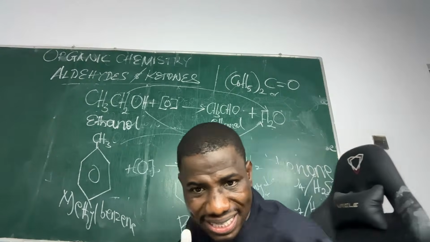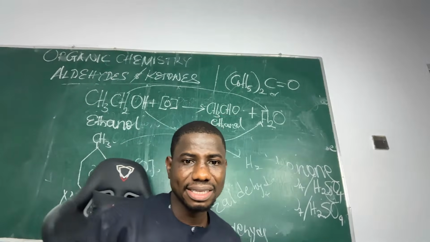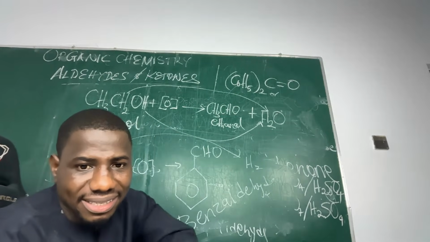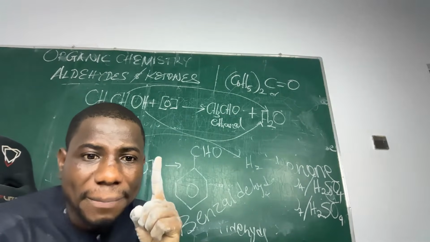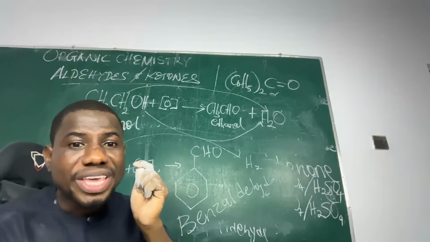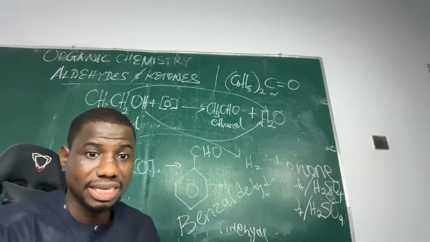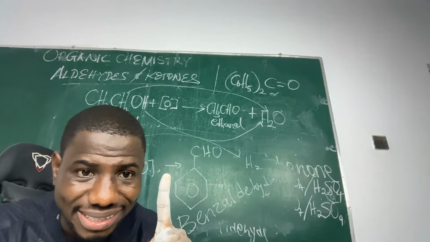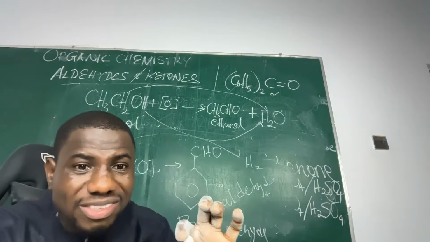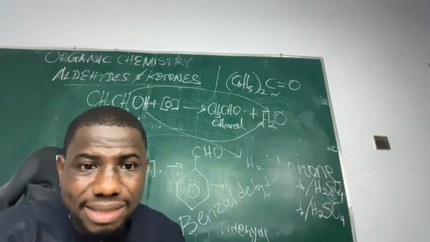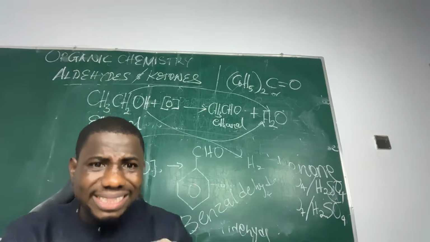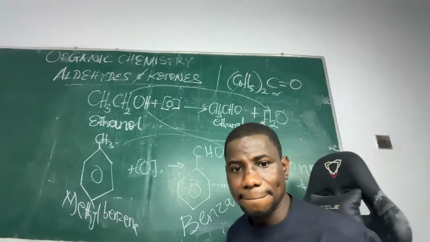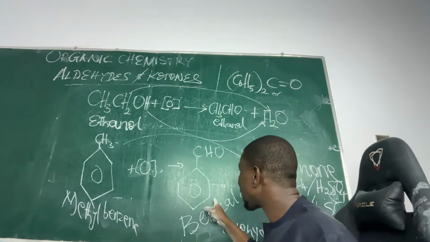What I want you to understand now is this. That's benzaldehyde. Oxidation of primary alkanol will give us an aldehyde. It is one of the methods of preparing aldehyde. The second point is oxidation of methyl benzene will give us benzaldehyde. Don't forget this.